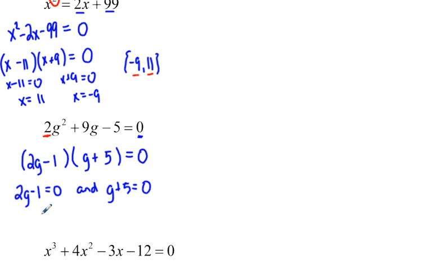And I'll begin solving. On my first equation, I'll add 1 to both sides and then divide by 2, so g equals 1/2. And in my second problem, I'm going to subtract 5, so g equals -5. The degree of my polynomial was 2 again, and my two solutions are -5 and 1/2.